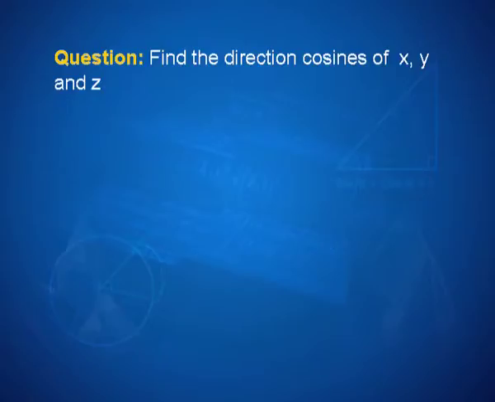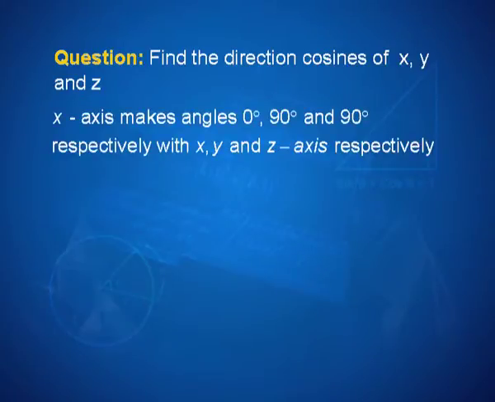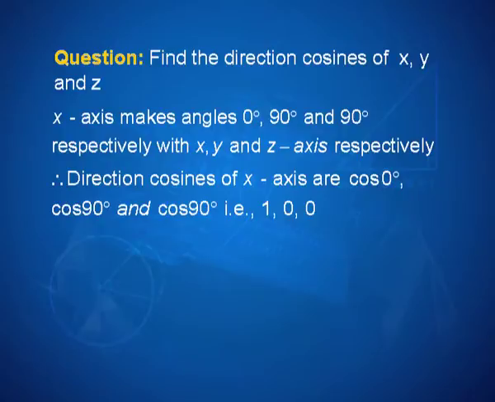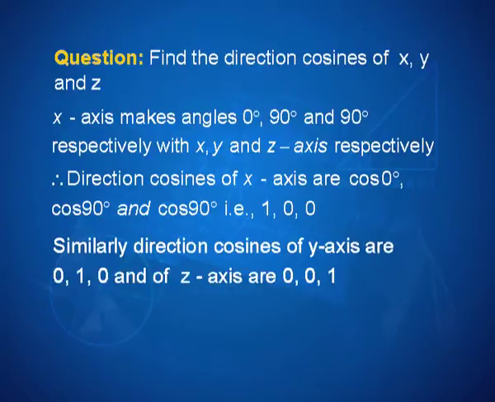I think now you are ready to try your hand at a very simple exercise. The question says: find the direction cosines of x, y and z axis. Now, we know very well that the x axis makes 0 degree, 90 degree and 90 degree angles respectively with the three axes, and therefore, the direction cosines of x axis will be cos of 0 degree, cos of 90 degree and cos of 90 degree. That is 1, 0 and 0 are the direction cosines of x axis. Similarly, you can talk about the direction cosines of y axis which are 0, 1 and 0, and z axis 0, 0 and 1. Now, these quantities will play an important role in our future discussion. So, do keep this little result in mind.